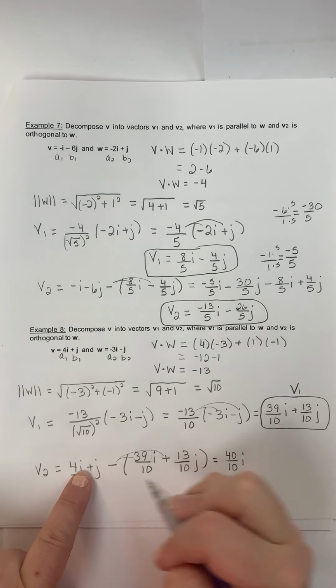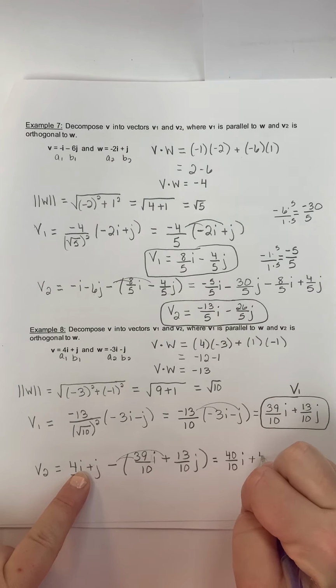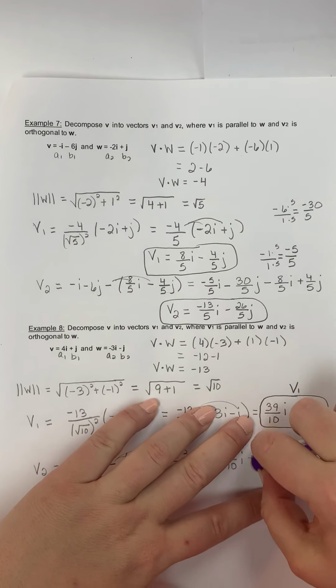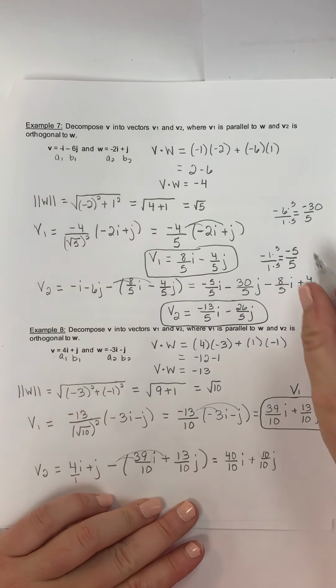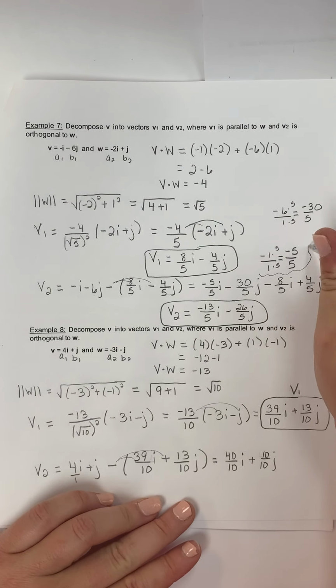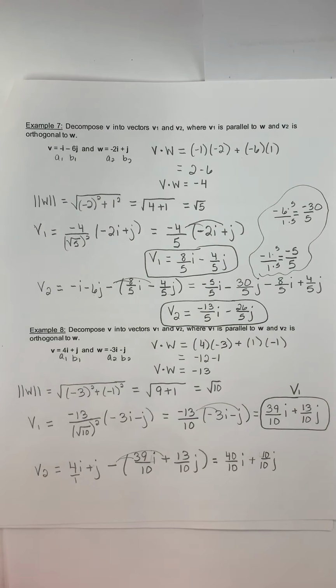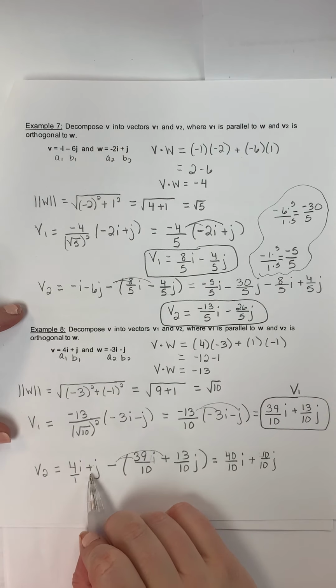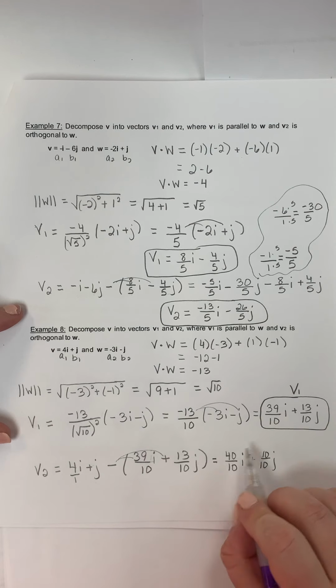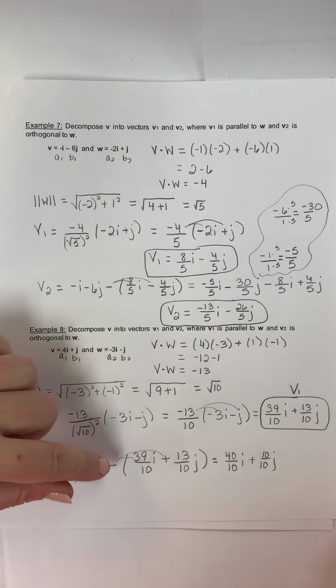Here I have 1 over 1. I can make that 10/10 j. So if you need to come off to the side and kind of do what we did and make two equivalent fractions, you can do that. I'm kind of out of room, so that's why I just thought we'd do it in our head. But make sure that you have denominators of 10 here.